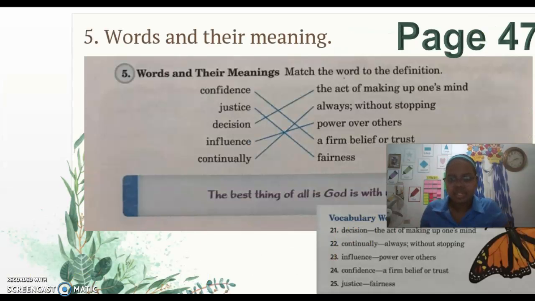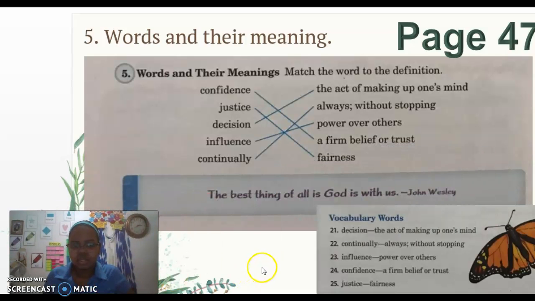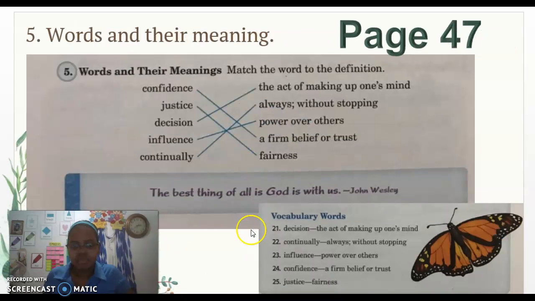The last exercise on page 47, words and their meaning. Match the word to the definition. Remember that we always have some extra words. So you're going to cross with a line the correct word with the correct definition.